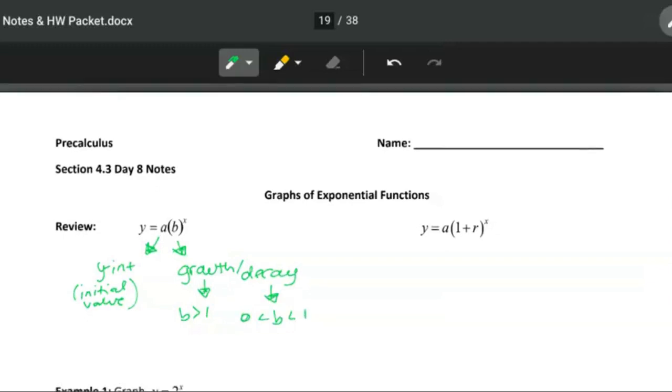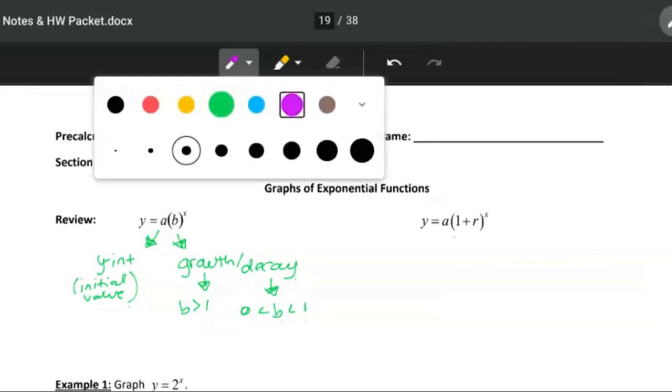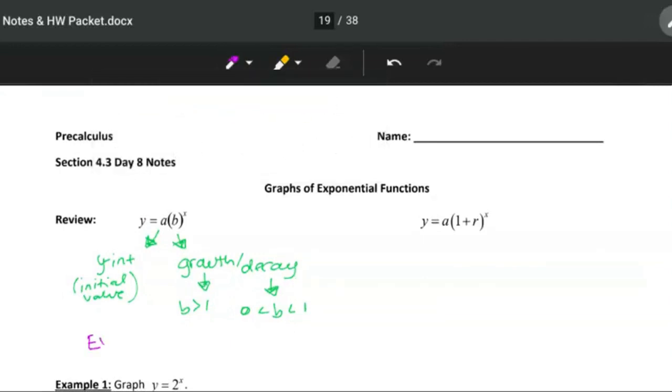So let's say, for example, we had something in the form y equals 3 times 0.6 to the x power. That means 3 is our y-intercept. 0.6 is a number between 0 and 1, so this would be exponential decay.